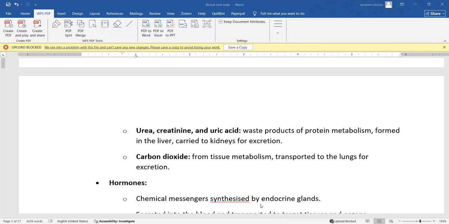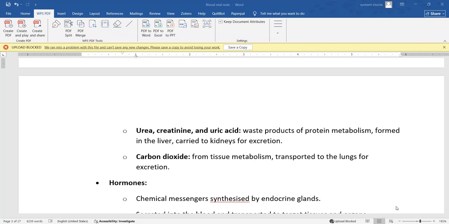Because urea and creatinine are actually waste products of protein metabolism. Although they are formed in the liver, they are eliminated by the kidneys. So if your kidneys are functioning very well, they will eliminate the urea and creatinine efficiently, such that when you go for a urea and creatinine test, it is expected that your urea and creatinine test come out normal. We also have hormones.